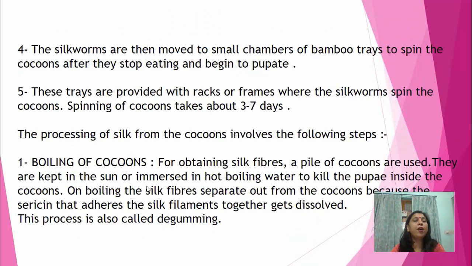Now after that, after 20 to 35 days, the silkworms are then moved to small chambers of bamboo trays to spin the cocoons after they stop eating and begin to pupate. We have learned in life cycle of silk moths, when these silkworms have grown to maturity, then they stop feeding and they start spinning the cocoons.